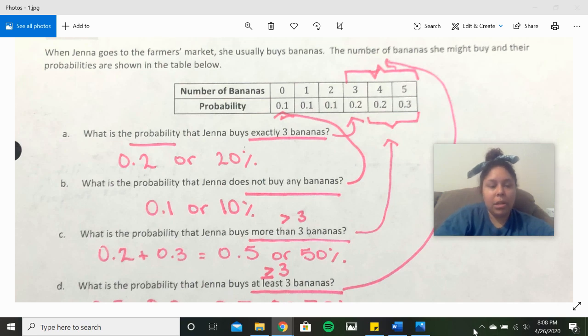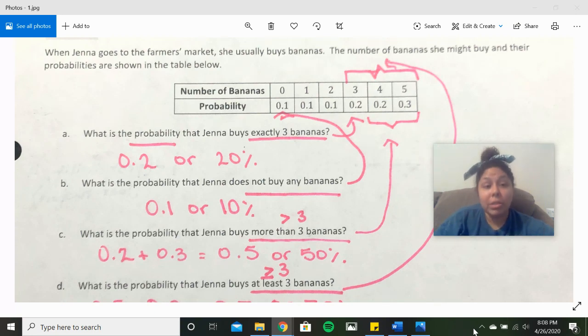So now we're going to talk about experiments that have outcomes that are not equally likely, meaning that the probability of everything is not even. And so we look back at the problem that we started with last week, Jenna and the bananas. We talked about how sometimes you're going to be given this table, and you can just look at the table to find your probability.